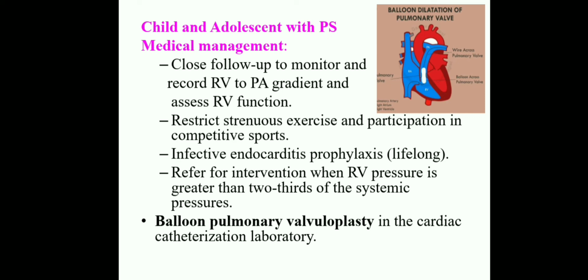So those children who have this pulmonary stenosis, we should restrict strenuous exercises and competitive sports also. And if that child is suffering with infective endocarditis, you should administer prophylactic treatment for these children. Lifelong management is needed for those children, and then refer for intervention when the right ventricular pressure is greater than two-thirds of the systemic pressure.